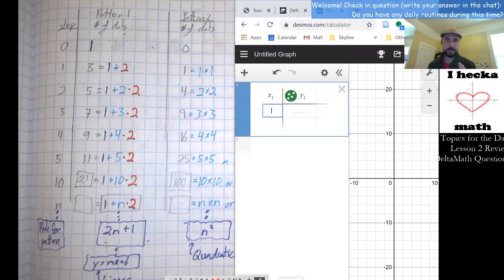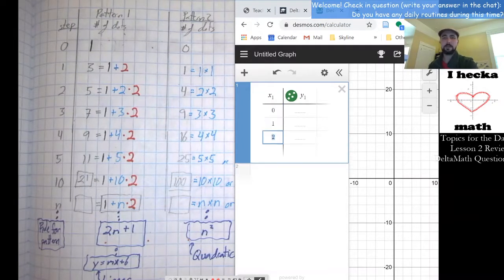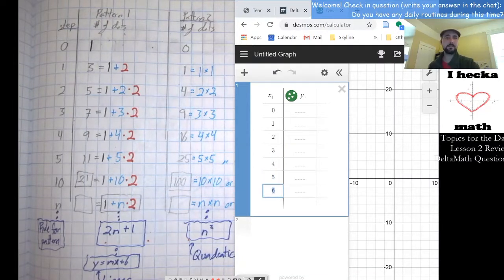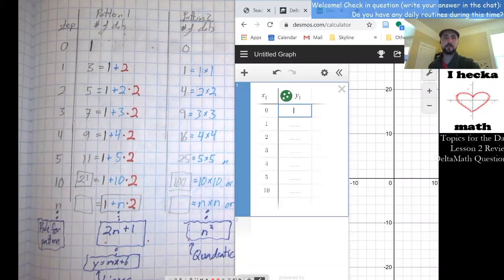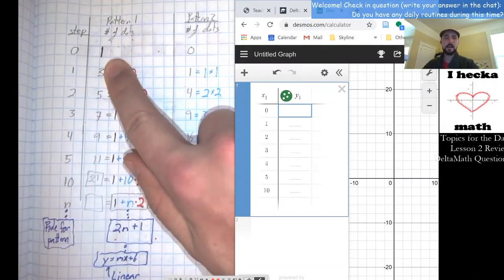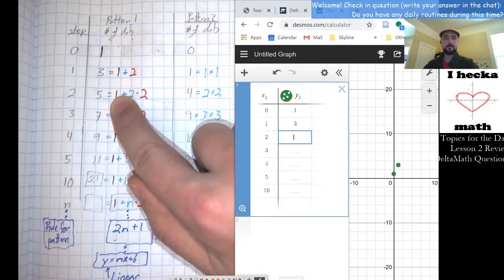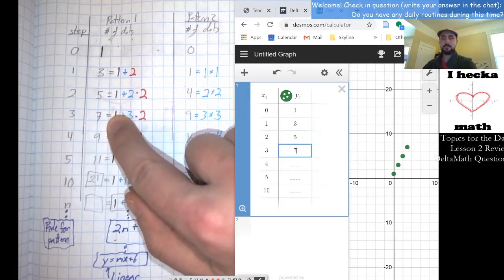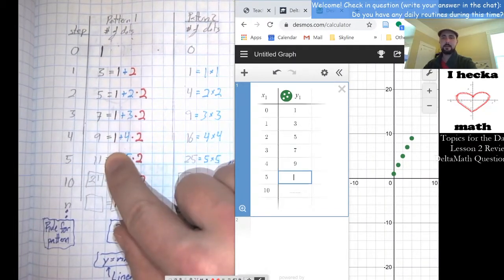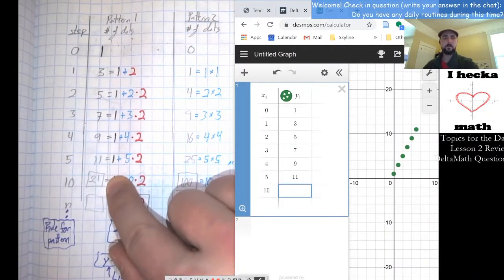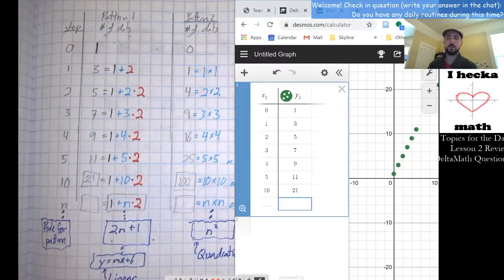So the x values we're going to use are the step numbers, 0, 1, 2, 3, 4, 5. And for this activity, it jumped to 10. So those are the step numbers. For the green dots, we'll use pattern number 1. Pattern number 1 had 1 dot, and then 3 dots, and then 5 dots, and then 7, 9, 11, and then we figured out it jumped to 21. So those are the dots for the green.